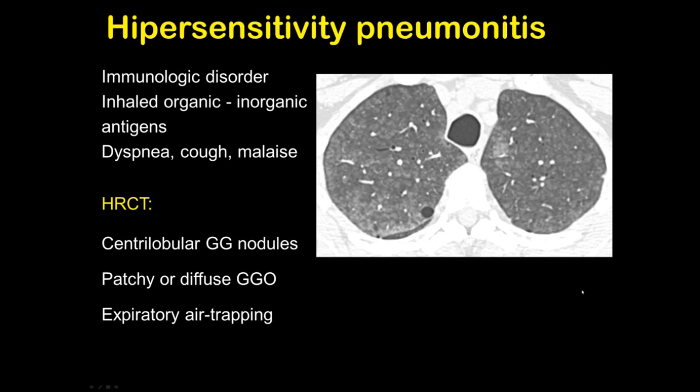The main differential diagnosis is hypersensitivity pneumonitis and respiratory bronchiolitis. Hypersensitivity pneumonitis is an immunological disorder due to inhaled organic and inorganic antigens, and patients usually manifest with dyspnea, cough, and malaise. CT show centrilobular ground glass nodules, patchy or diffuse ground glass opacities, and expiratory air trapping.